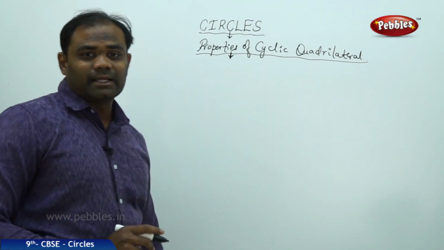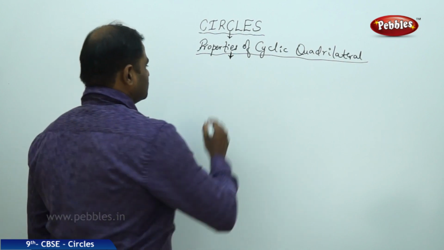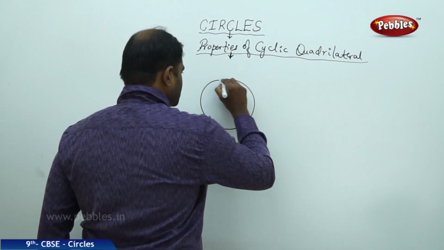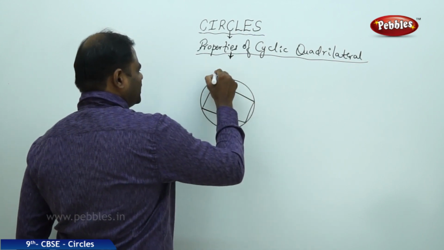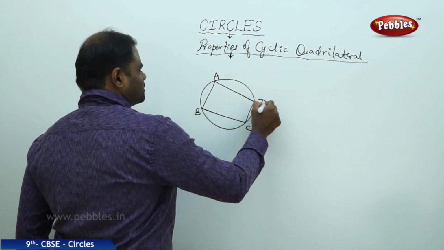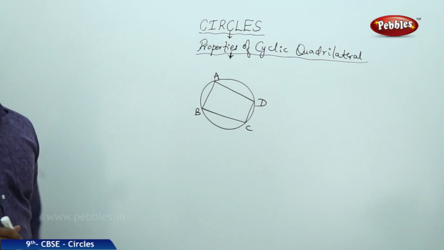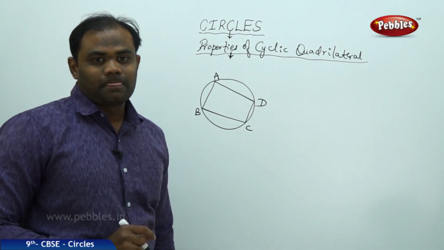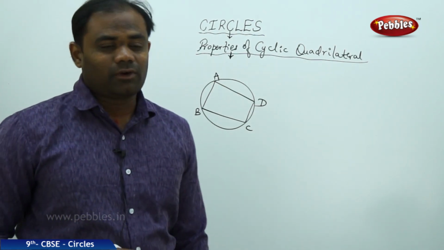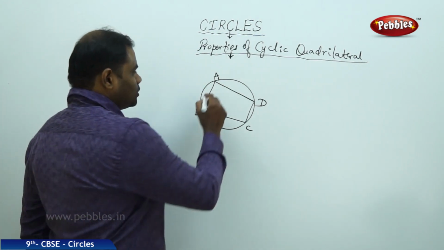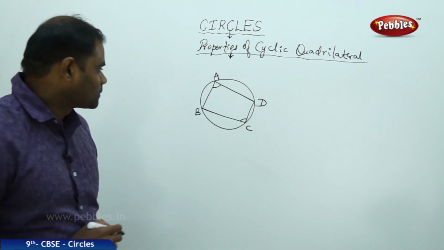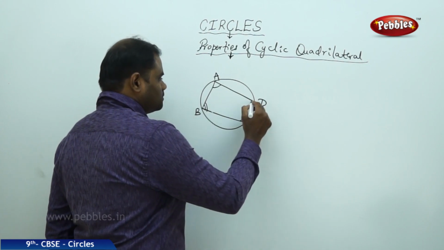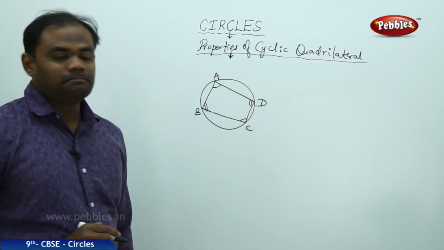Let's see how we can do it. Properties of cyclic quadrilateral. Suppose I have a cyclic quadrilateral ABCD. So the quadrilateral ABCD is a cyclic quadrilateral. Then the property says that for a cyclic quadrilateral ABCD, the opposite angles always are supplementary. This and this are supplementary.